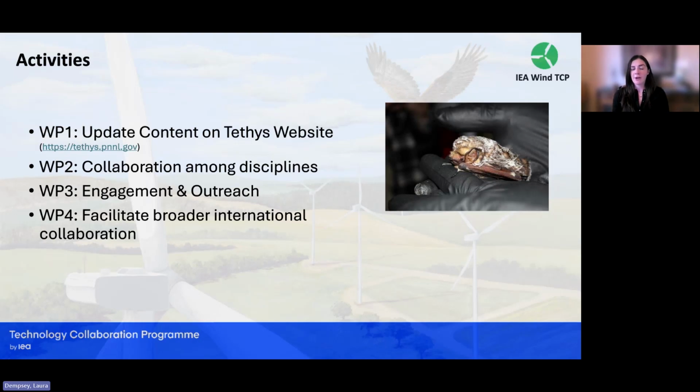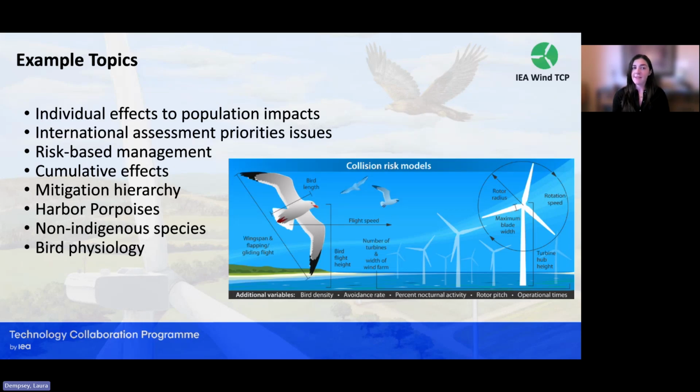The second is to encourage collaboration among disciplines. Where it's so often we get stuck in our esoteric silos of what we study and trying to encourage people to talk across those. The third is engagement and outreach. And finally, to facilitate broader international collaboration, particularly from geographical areas or countries that have been less often represented in this type of work and research. Just a brief, non-exhaustive list of the topics that WREN covers, looking at risk-based management, cumulative effects, mitigation hierarchy. So we definitely run the gamut of topics we're looking at in terms of environmental effects of wind energy.